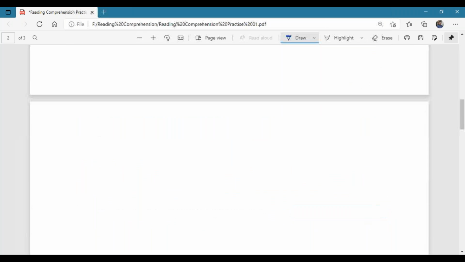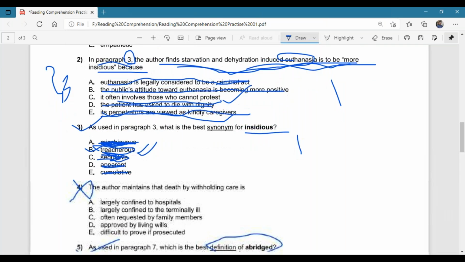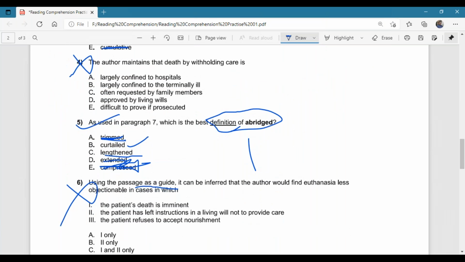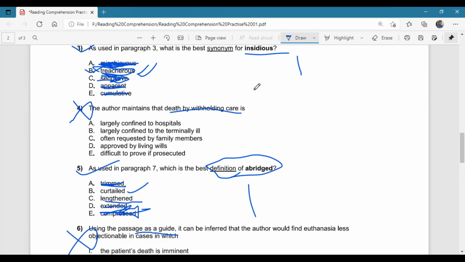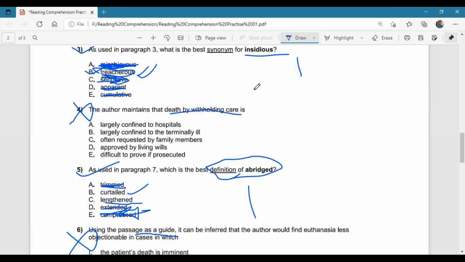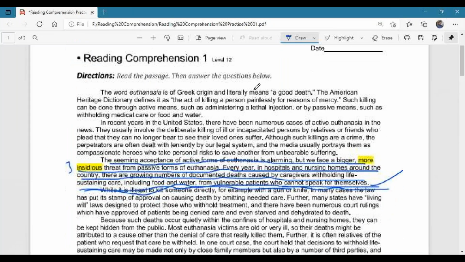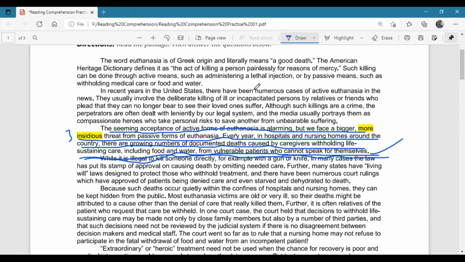Okay. Now, the author maintains that death by withholding care is. What do you think is the answer for question number 4? The author maintains that death by withholding care is. Where is death by withholding care? In this particular passage, where is death by withholding care?